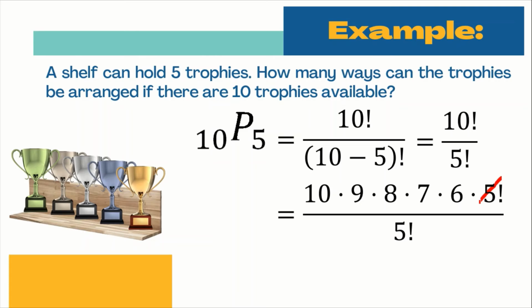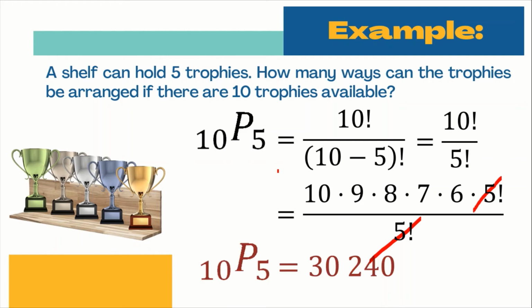Now, pwede na nating i-cancel si 5 factorial. Ang naiwan na lang ay 10 times 9 times 8 times 7 times 6. So, pag minultiply natin itong mga natirang numbers, that is the value of permutation of 10 taken 5. And that is equal to 30,240. So, there are 30,240 ways na pwede nating i-arrange yung trophies.